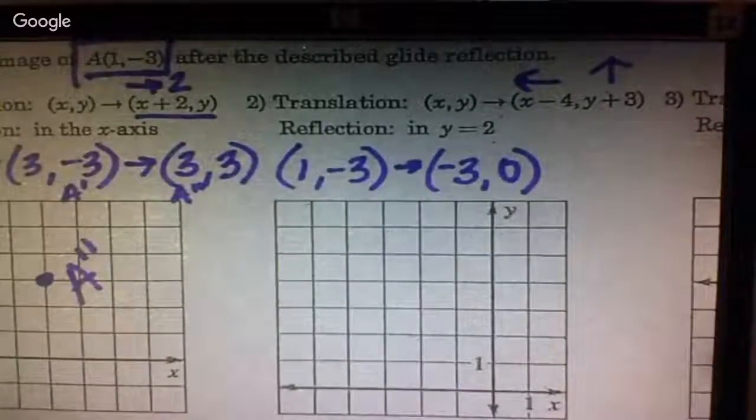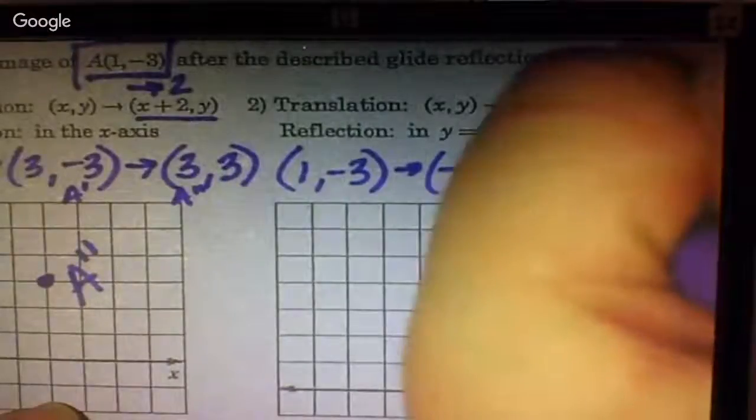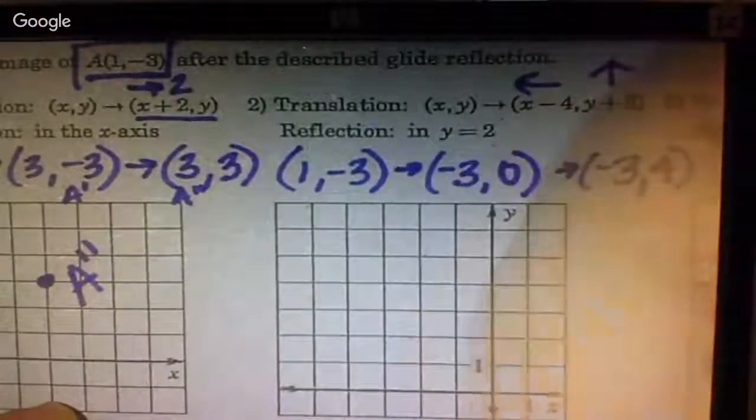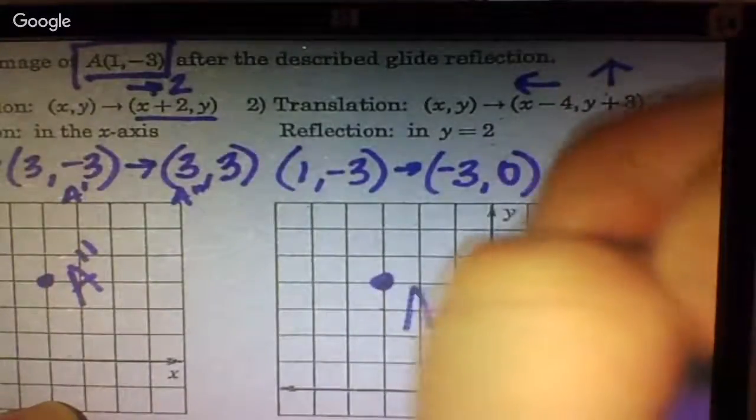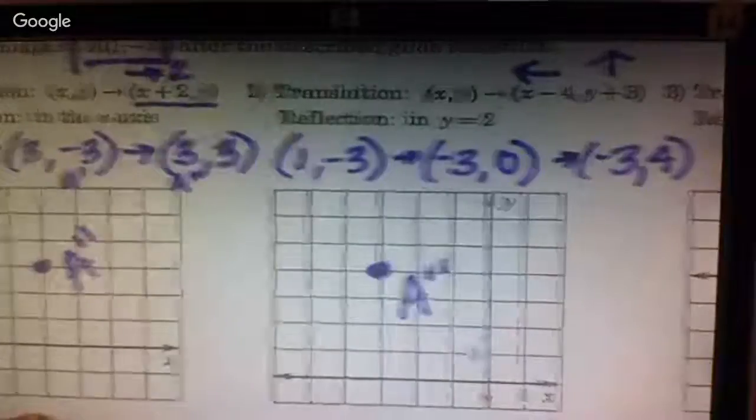When you do the second transformation, do you start from the old line? No, you start from the new point that you had. So you have your original point, you do your second transformation, and then use that point to do the next one. You just keep going. Okay. So negative 3, comma 4. We're at 1, 2, 3, 1, 2, 3, 4. Here is a double prime.